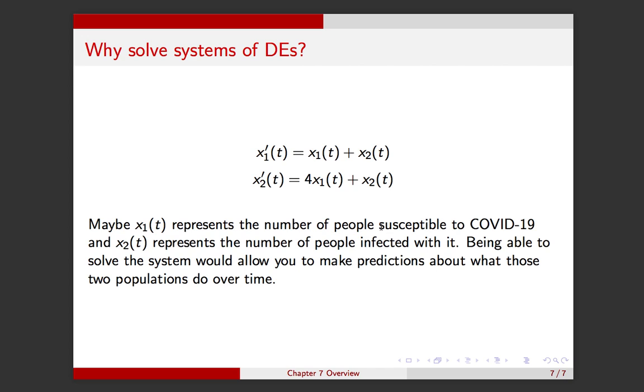If you could solve this system, then you will be able to make predictions about what happens to those two populations over time. Does the number of infected people approach 100% of the population or not? Whatever. Can the number of susceptible people stabilize above half the population? Any question like that, right? If you have populations that you are interested in and you can write down a system of DEs that models that, then solving the DE would tell you what you want to know about those populations.